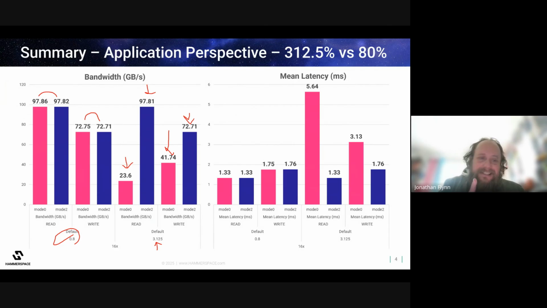But the coolest thing here is that even when we are at the same capacity or below the ability to cache, there is no performance hit by going to mode 2 or direct I/O mode. And that's apparent in the latency results as well. We can see that latency shows exact same mean latency between mode 0 buffered and mode 2 direct I/O.